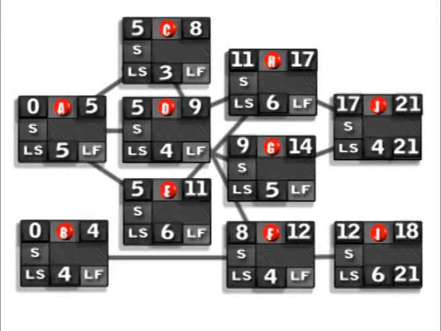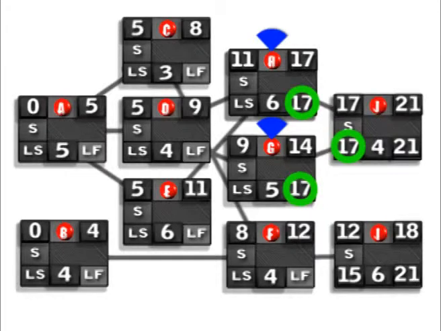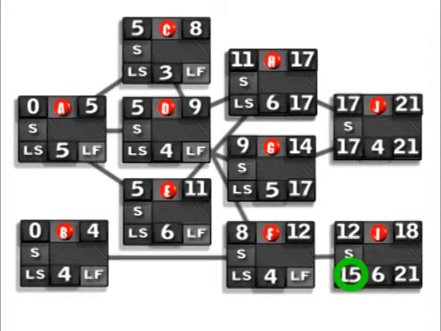So now what we're going to do is calculate the late start for activity J. 21 minus 4 is 17. For I, 21 minus 6 is 15. So we're going to take 17 and transfer that into activity H and G as the late finish. And we're going to transfer 15 for activity F as the late finish.